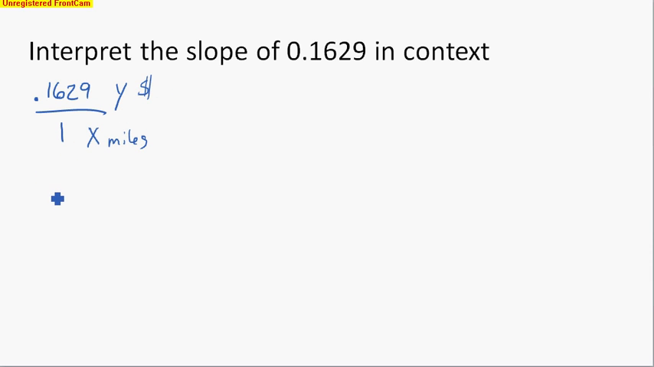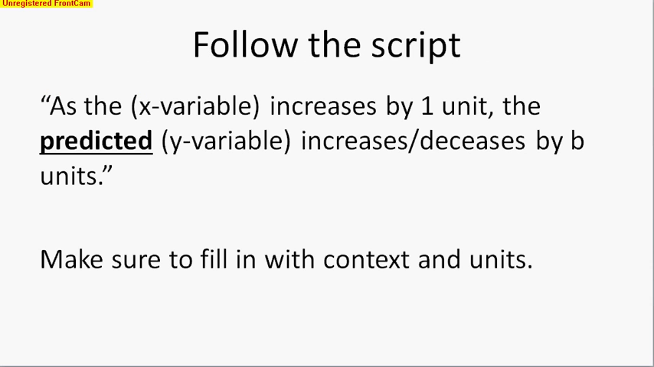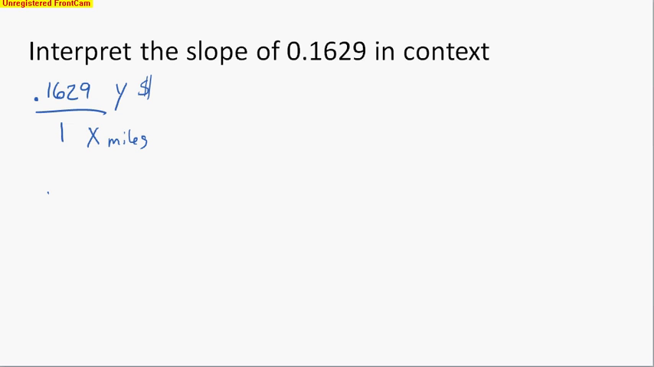So what this tells me, again, I'm going to follow my script, right? The script that I kind of gave up here. Let me just kind of go back to it real quick so everybody sees it. As the x variable increases by 1 unit, the predicted y variable increases or decreases by b units. So now I'm going to come back down here and let's actually do that, right?